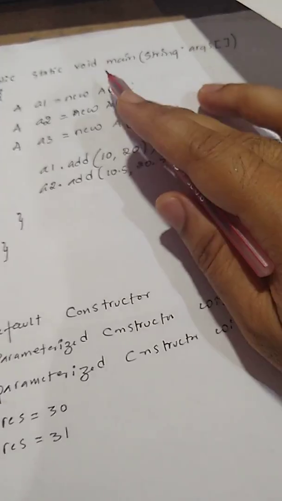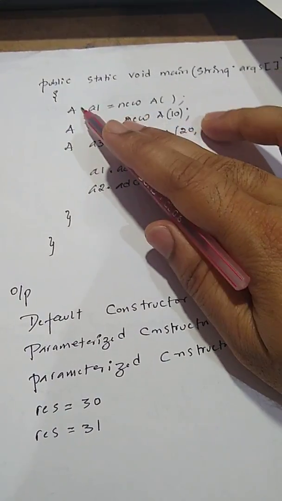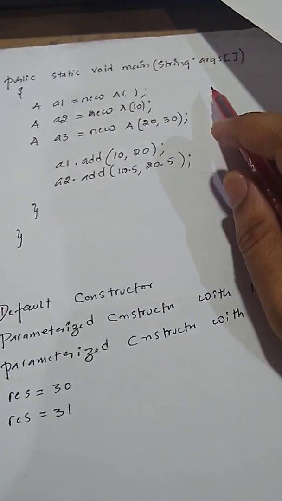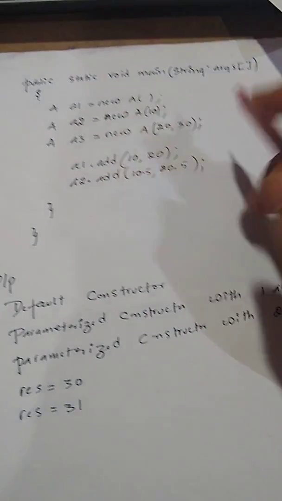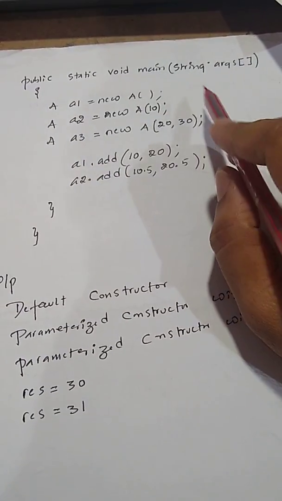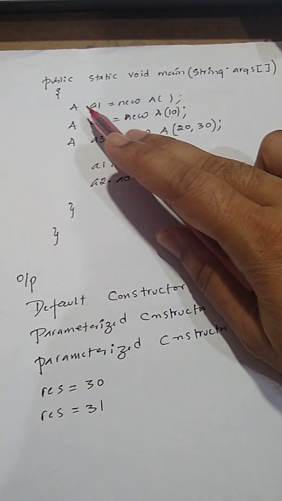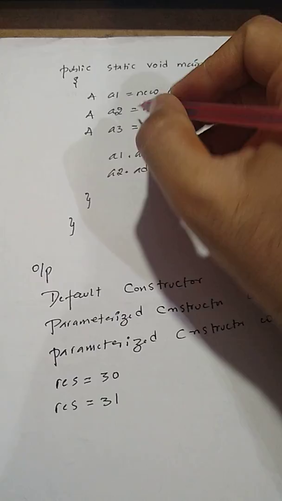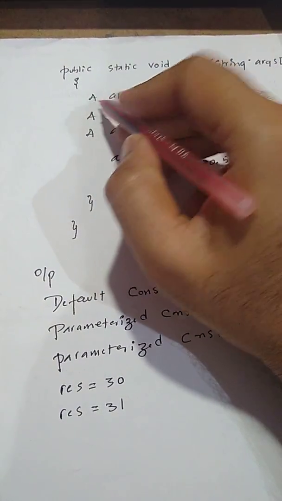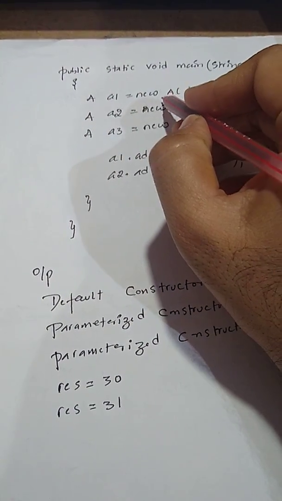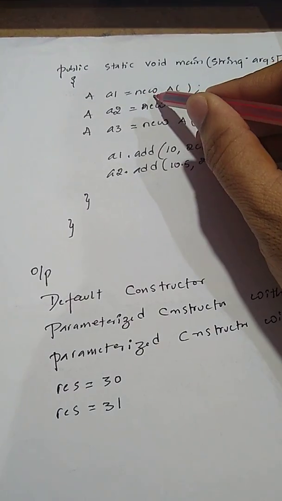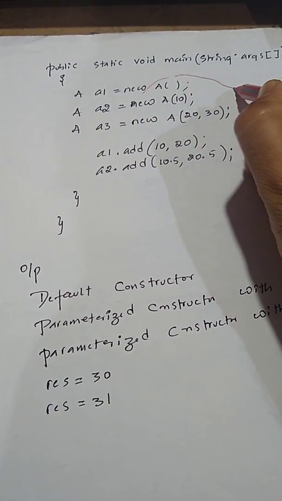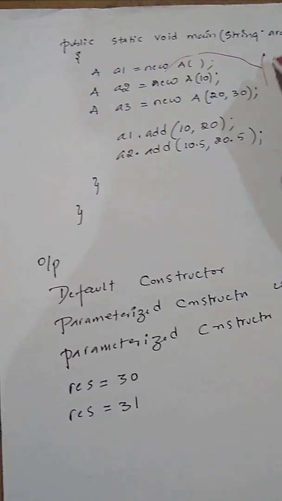In the same class A, we have defined public static void main. I think you know why we write public static; I explained all those things in the last video. Here we are creating an object of type class A. How do we create an object? First you write the class name, then the object name, then the new operator. Once you use the new operator, it will allocate space for the data members.